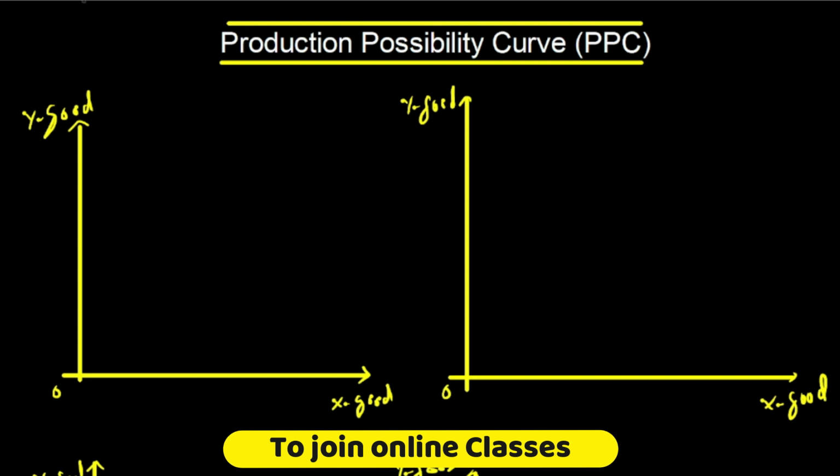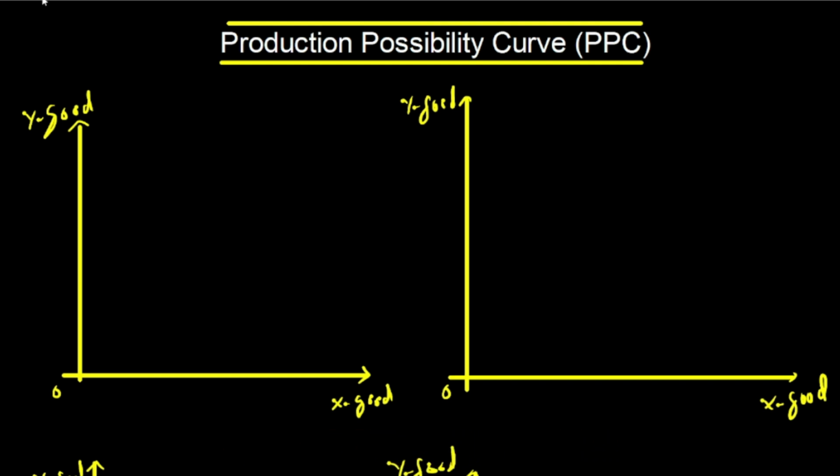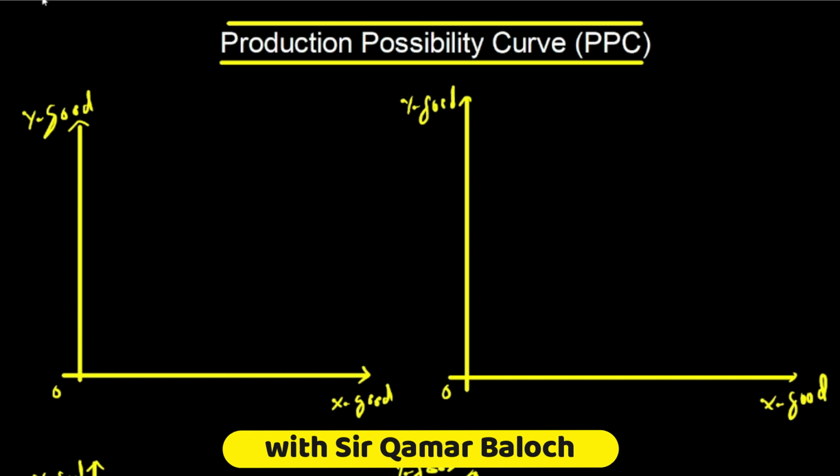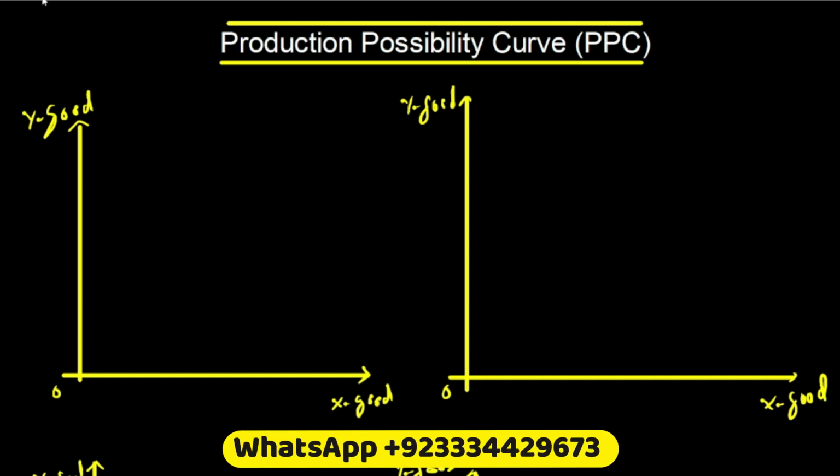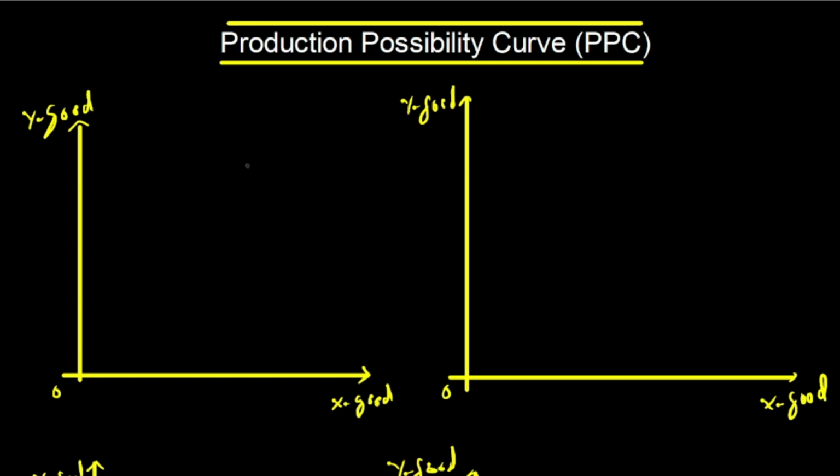So this is a class for all the graphs of IGCSE and O'Level Economics. The first graph that you must know is the production possibility curve. A production possibility curve is a graph which shows different combinations of two products that can be produced with the given resources and time. And the production possibility curve looks like this.